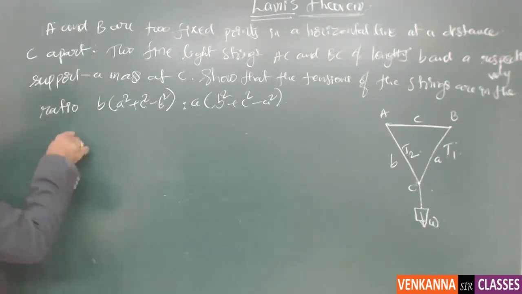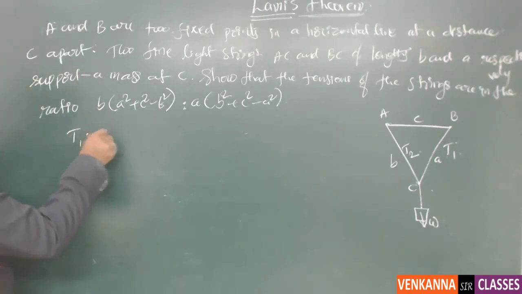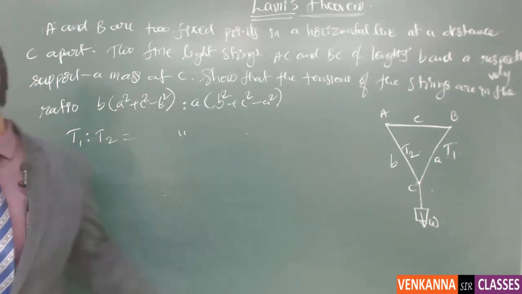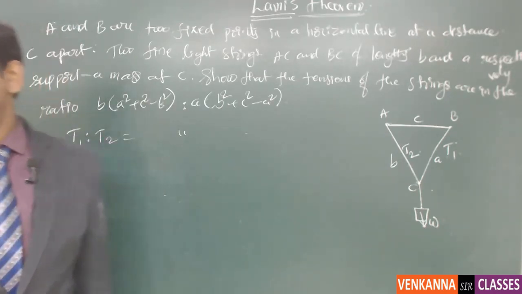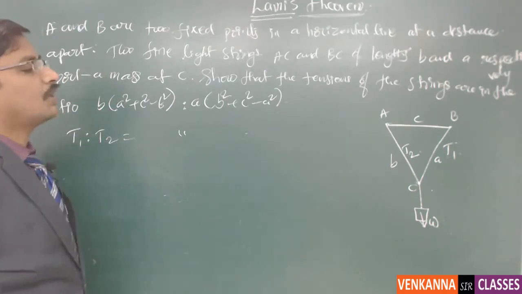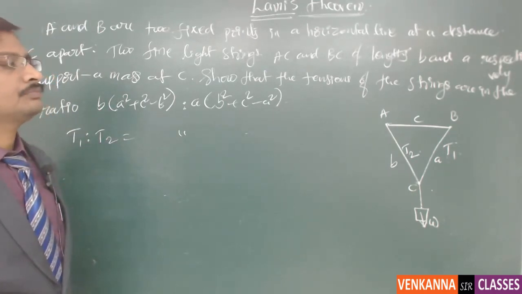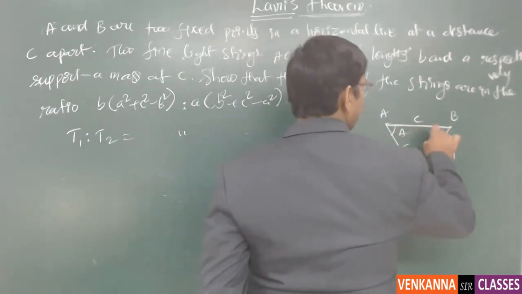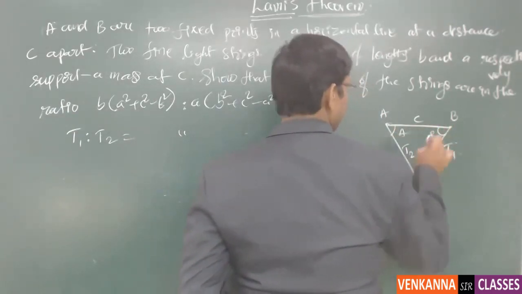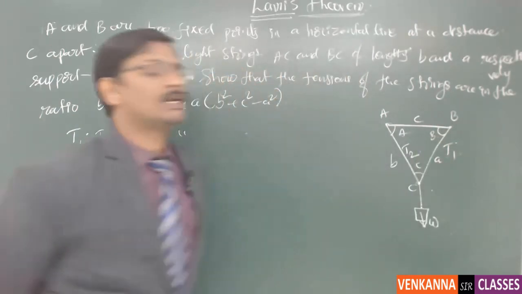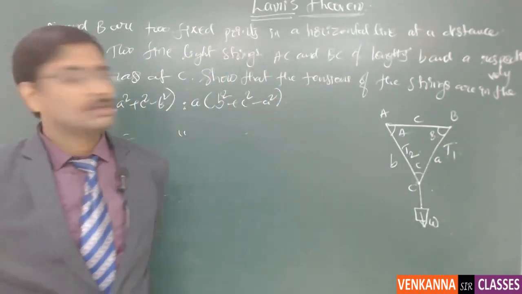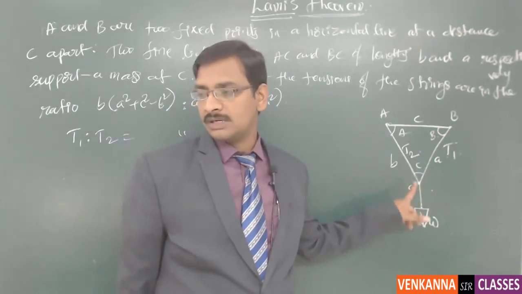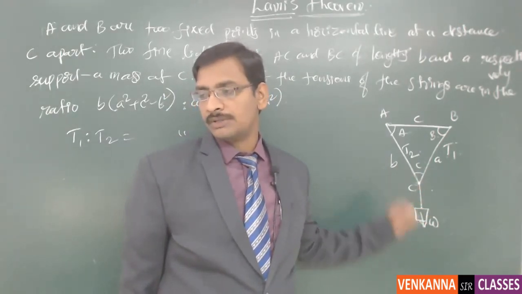the above ratio. Can you prove this? Use Lami's theorem to understand this problem. This is angle A, this is angle B and this is angle C. Try to apply Lami's theorem on this, because the system is under equilibrium condition. That means all the forces are balanced out at this particular point.